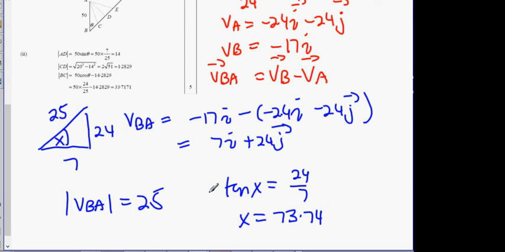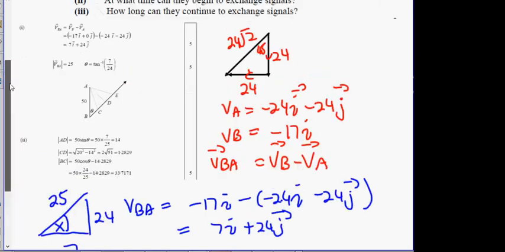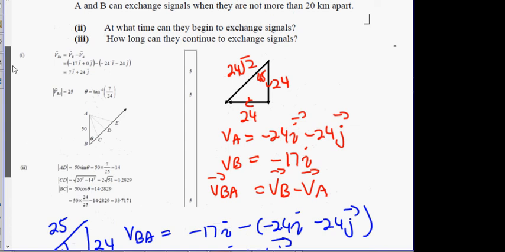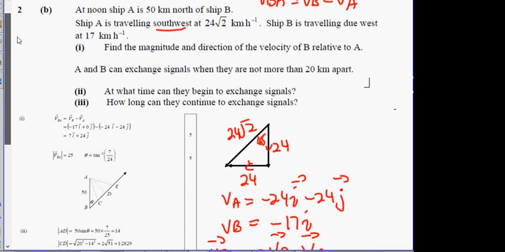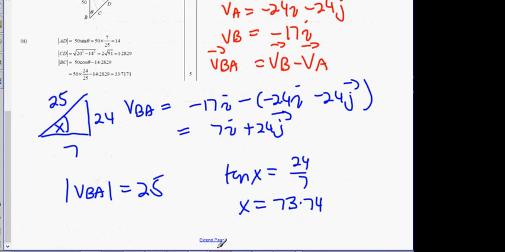Now, once again, I don't think that's going to get you the full marks, because we're not exactly mentioning the direction. I'd mention the direction, so I'd actually say east 73.74 degrees north. There's another way of saying that, isn't it? North, take 90 away, 90 minus that, east. Same way of saying it.